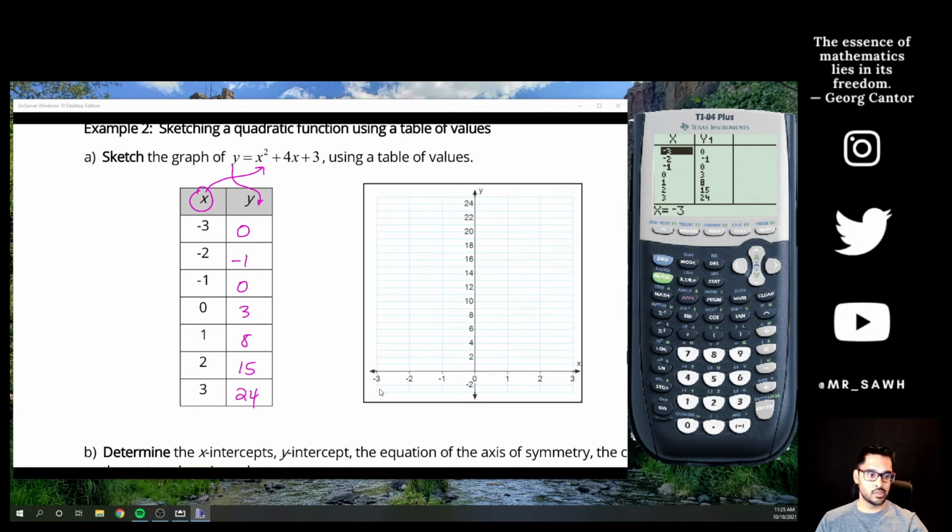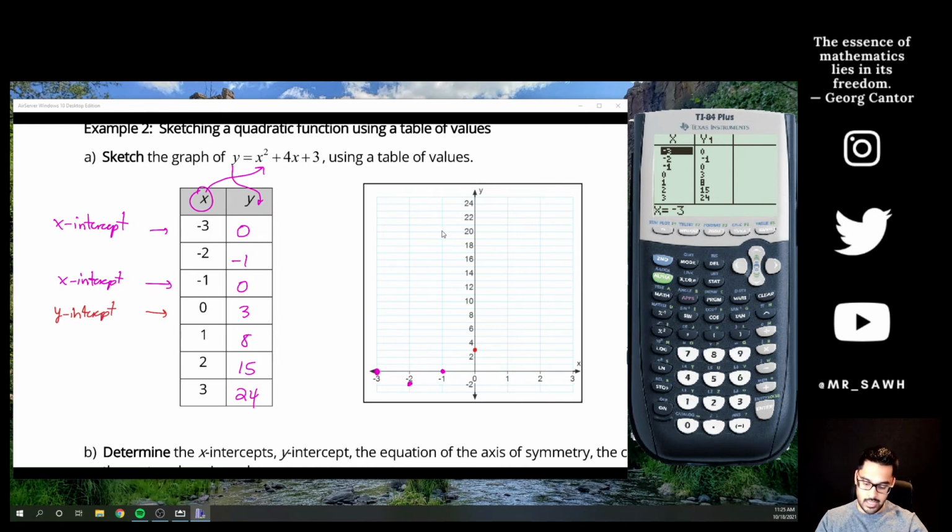So when x is -3, y is 0. So I've got one of the points right on my x-axis. So I know this point is an x-intercept. One of the other points is when x is -2, y is, well, 1, -1, sorry. So down here, -1 and 0 again. Okay, so there, right there, I've got another x-intercept. And 0, 3. So 0, 3 somewhere here. But I know that point is going to be a y-intercept.